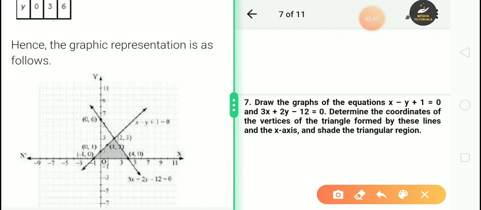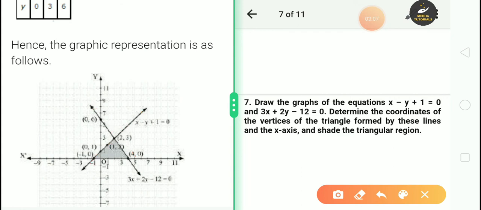So first draw a proper Cartesian plane using a proper scale. Then draw this line for the first equation, x minus y plus 1 is equal to 0. Okay, we should get a straight line. And this is the line of the second equation, that is 3x plus 2y minus 12 is equal to 0. In both cases we should get a straight line.